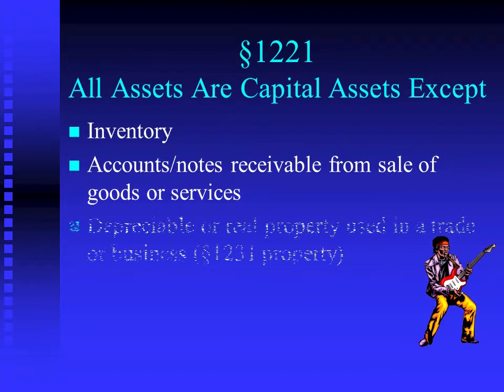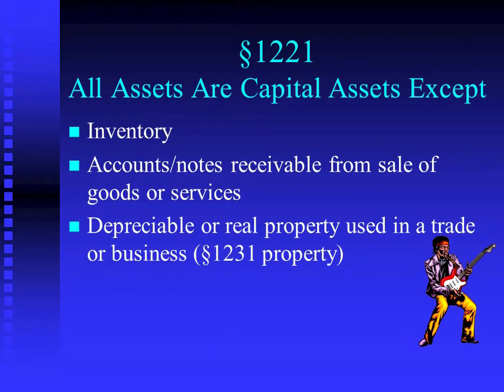The third bullet is a pretty complicated one. Depreciable, that's property subject to depreciation, or real property, that's land, used in a trade or business, is probably Section 1231 property. There's a caveat to that: you must own them for more than a year. We're going to spend a lot of time in Part 2 of Chapter 12 on this. Just note for now that any property subject to depreciation or any land used in a trade or business, and this is the one place where rental properties are subsumed under trade or business.